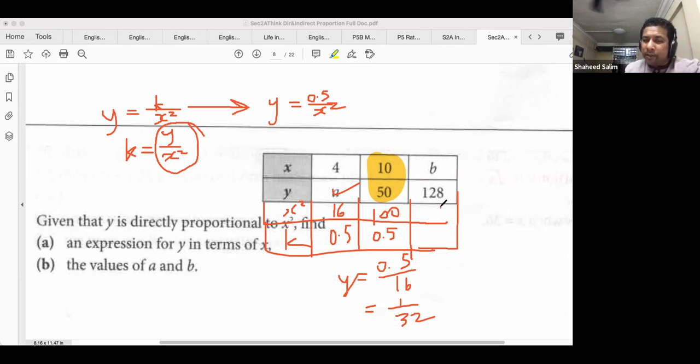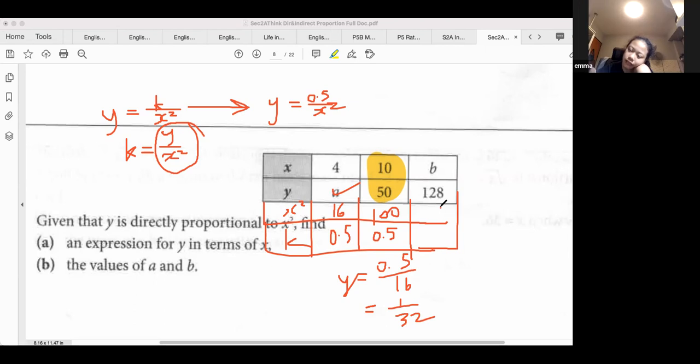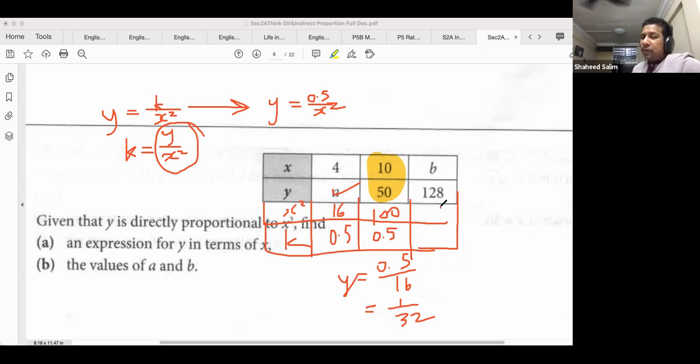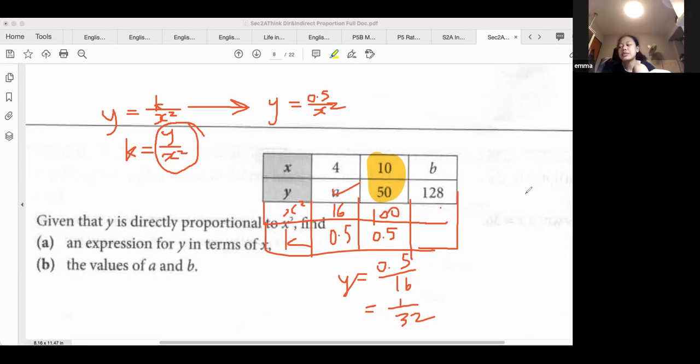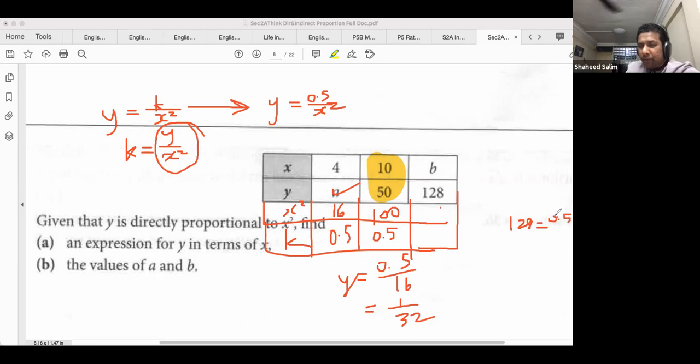B, you cannot find this. Find B. Is there a way to find B? There is a way to find B. You try. I know. Okay, great. It's 1 over 8 equals 0.5 over x squared. I don't know how to solve it. Okay, good. Correct. So you can see what I'm writing here.